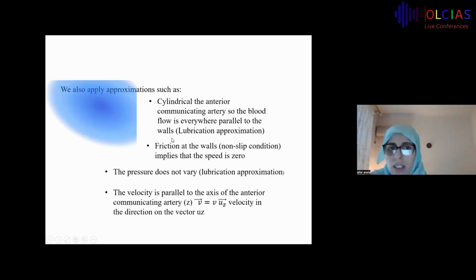We also apply approximations such as treating the anterior communicating artery as cylindrical, so the blood flow is everywhere parallel to the wall. Lubrication approximation. Friction at the wall, no-slip condition: the velocity is zero at the wall. The pressure does not vary, lubrication approximation. The velocity is parallel to the axis of the anterior communicating artery, z. Velocity in the direction of the vector u_z.